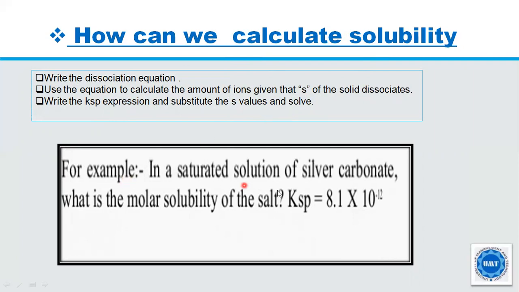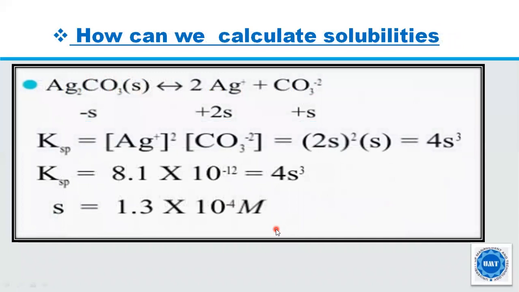For example, in a saturated solution of silver carbonate, what is the molar solubility of the salt if the solubility product is given? First, we will write a balanced equation. Because the silver ion is 2, we will write 2s, and the carbonate ion is 1, so we will write only s. After multiplying (2s) squared by s, we will obtain 4s^3. These are the powers. So we know the solubility product is equal to this. We will keep both of these equal and substitute the value of Ksp, and we will obtain the solubility value of the salt.